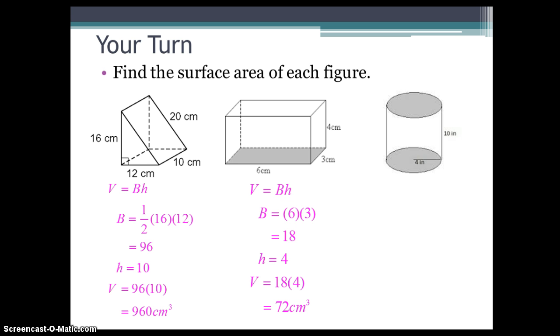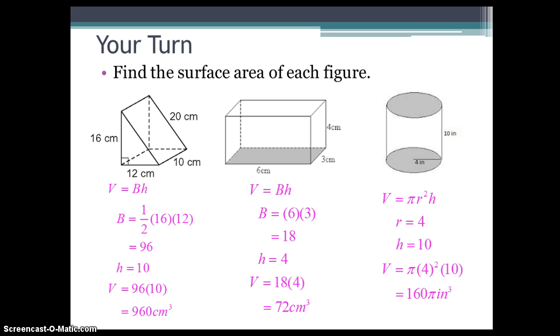The volume of our prism is base times height. Our base is 6 times 3, or 18. Our height is 4. So 18 times 4, or 72 cubic centimeters. And last but not least, the volume of our cylinder is pi r squared h. So our radius is 4, our height is 10. So pi times 4 squared times 10, which is 160 pi inches cubed.